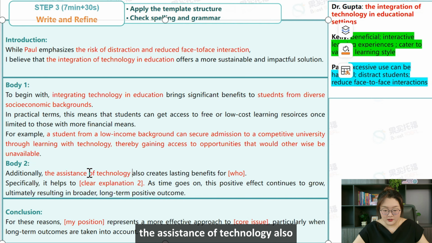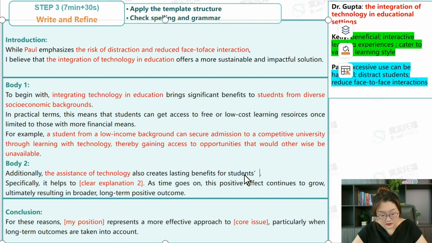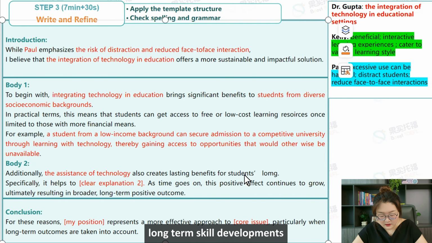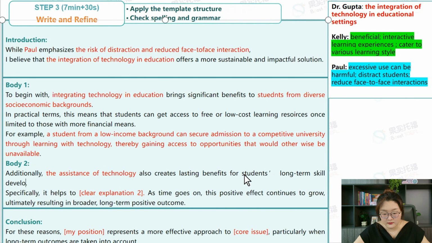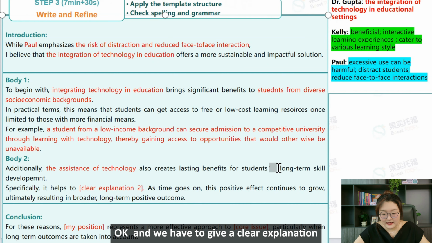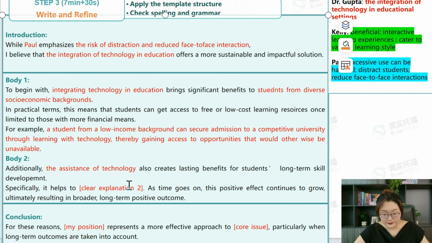So still our position: the assistance of technology also creates lasting benefits for students' long-term skill development. Okay, and we have to give a clear explanation. That is to explain why technology can help students get long-term development. Okay, so think about it. Why?